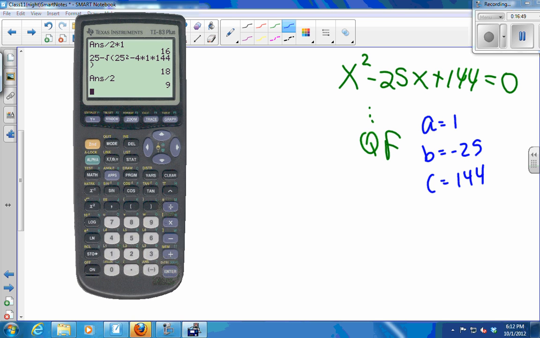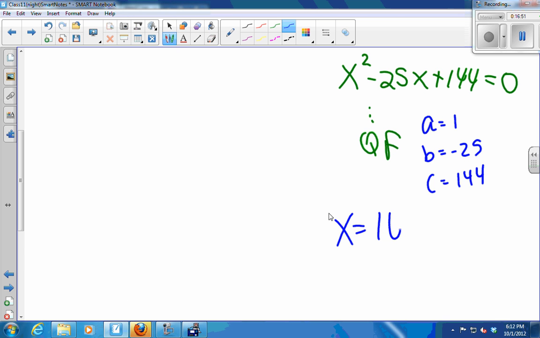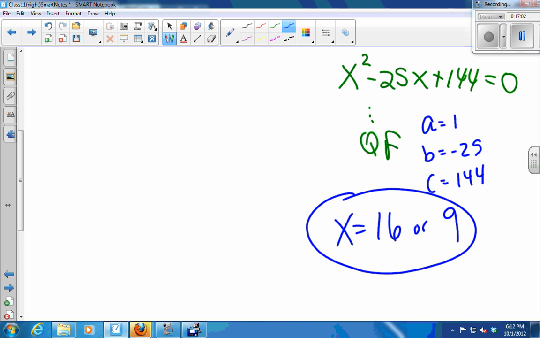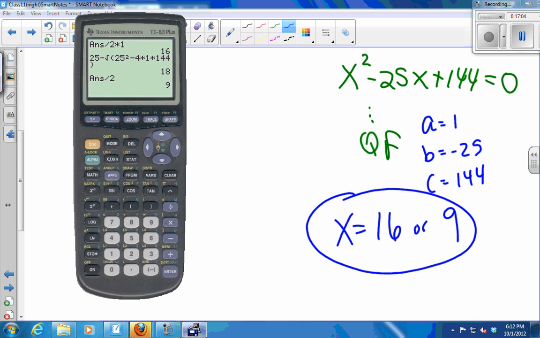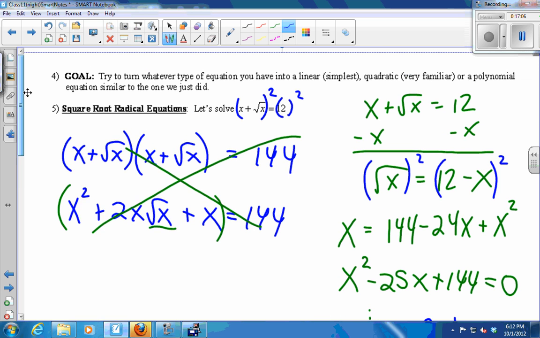So I get 16 or 9. Now, I'm glad that you asked me to finish this question. X equals 16 or 9. Let's check it in the graphing calculator. We'll do the little table method that I showed you.